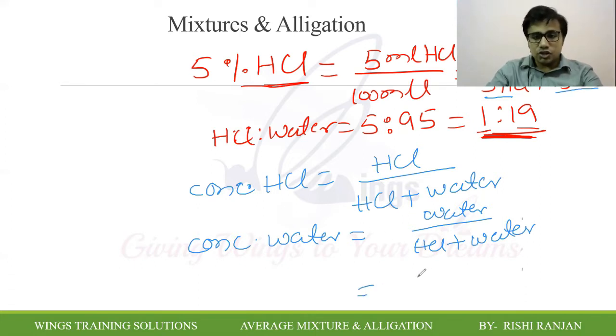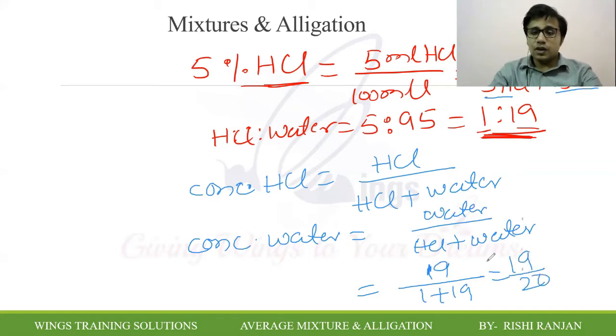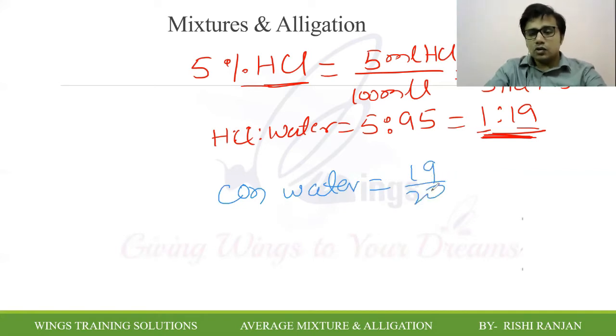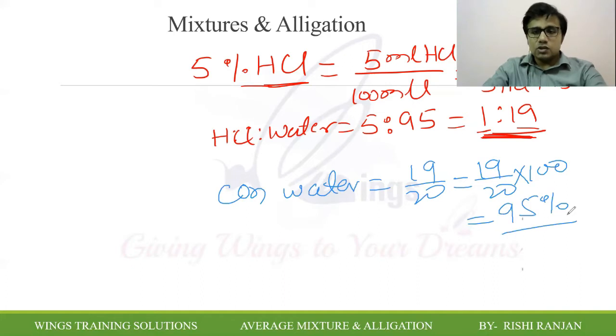You can write it in fraction form, like water was 19 divided by 1 plus 19. So you can write this in the fraction form, which is 19/20, concentration of water, or you can write this in percentage form. How to convert this into percentage form? Just now we calculated concentration of water, it was 19/20. To convert this into percentage, we multiply it by 100, we get 95%. So either you can use 19/20, which is fraction form, or you can use percentage form, which is 95%.